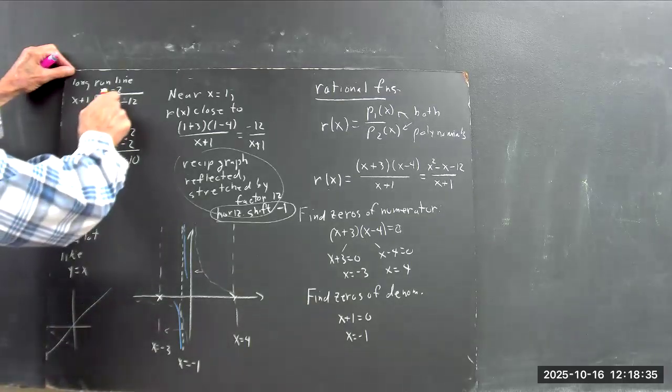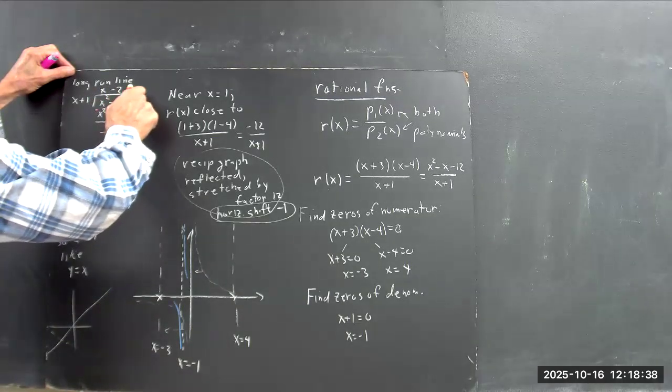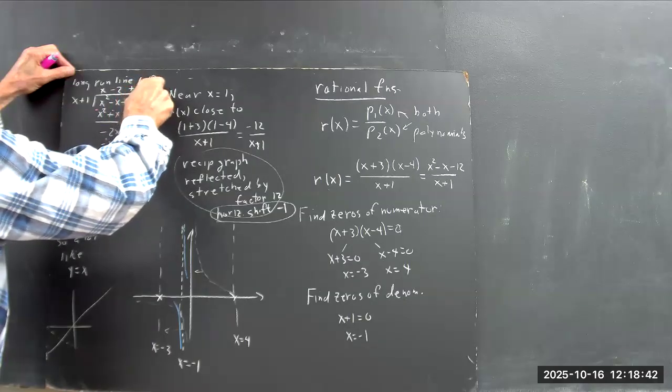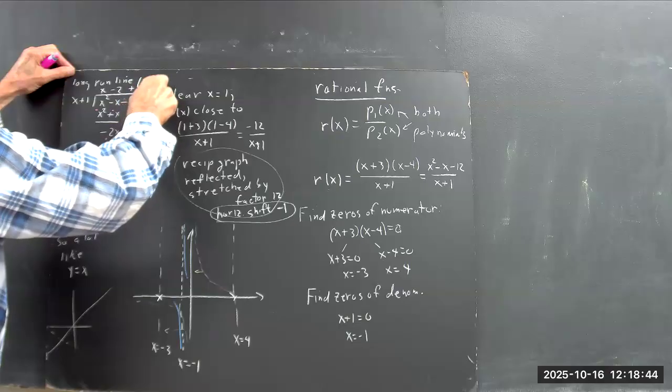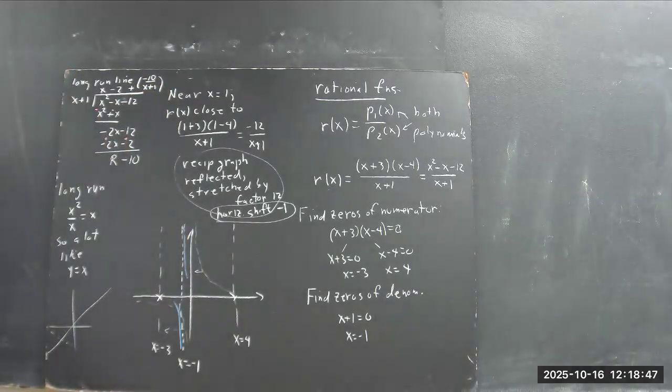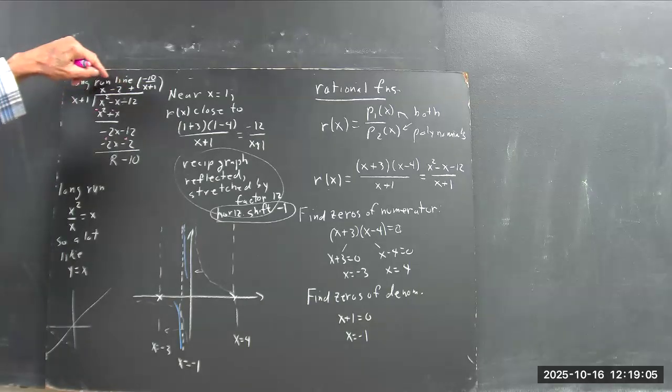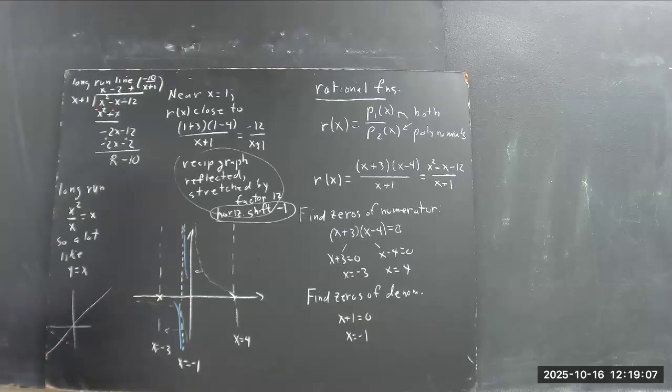So this becomes x minus 2 plus negative 10 over x plus 1. That makes sense? It should, because we've been through the long division. The straight line is x minus 2, y equals x minus 2.